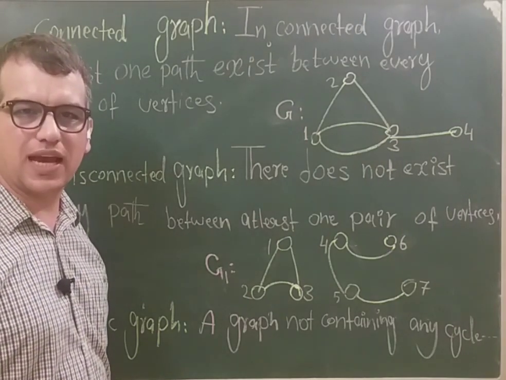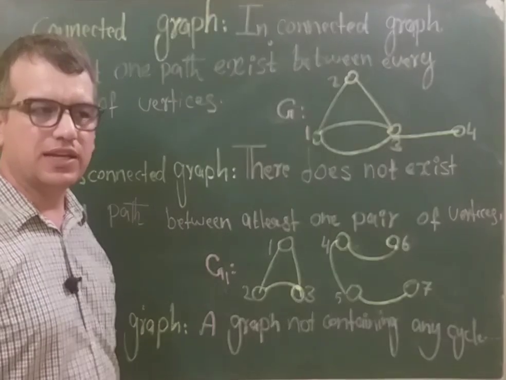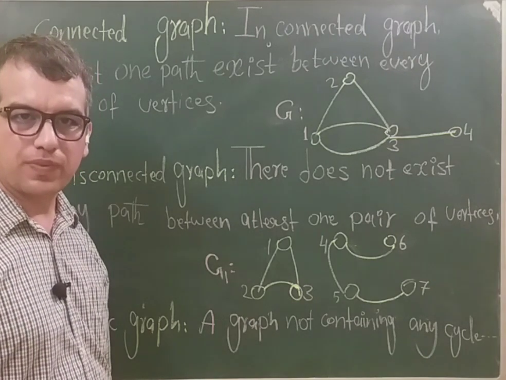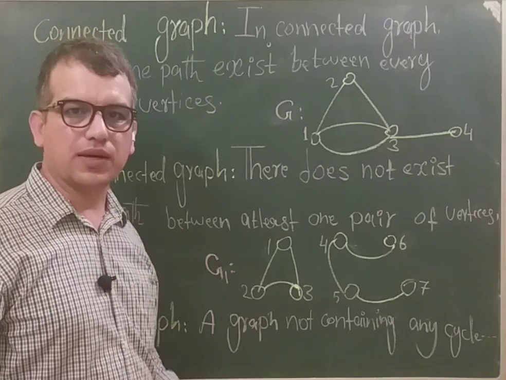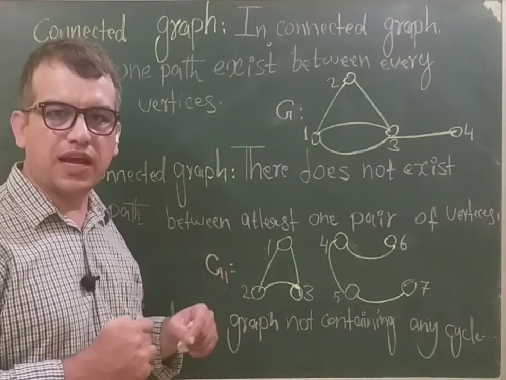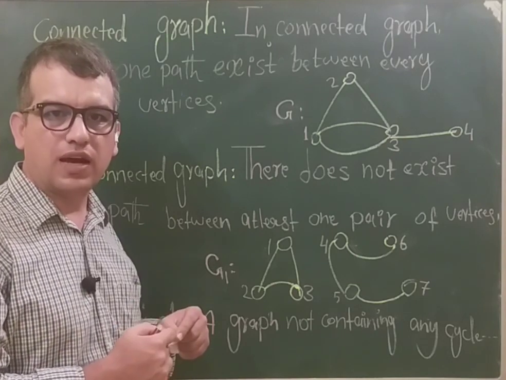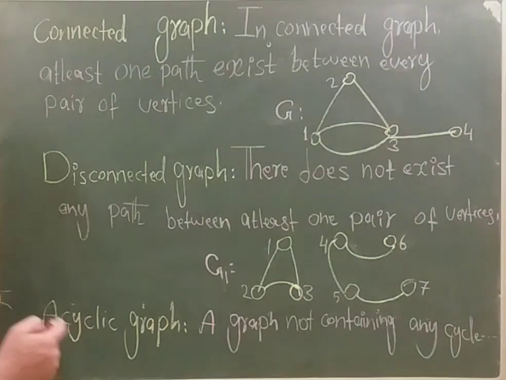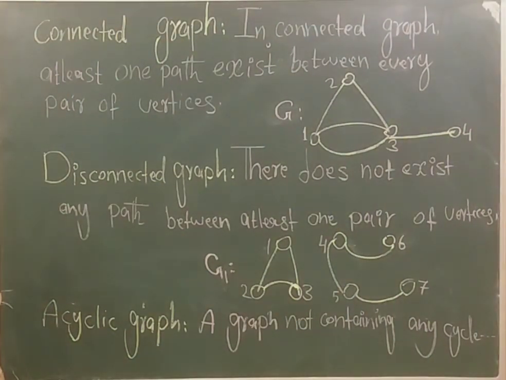I'm here to discuss connected graphs, disconnected graphs, and acyclic graphs. A graph is said to be connected if we can find at least one path between every pair of vertices of that graph. In other words, in a connected graph at least one path exists between every pair of vertices.